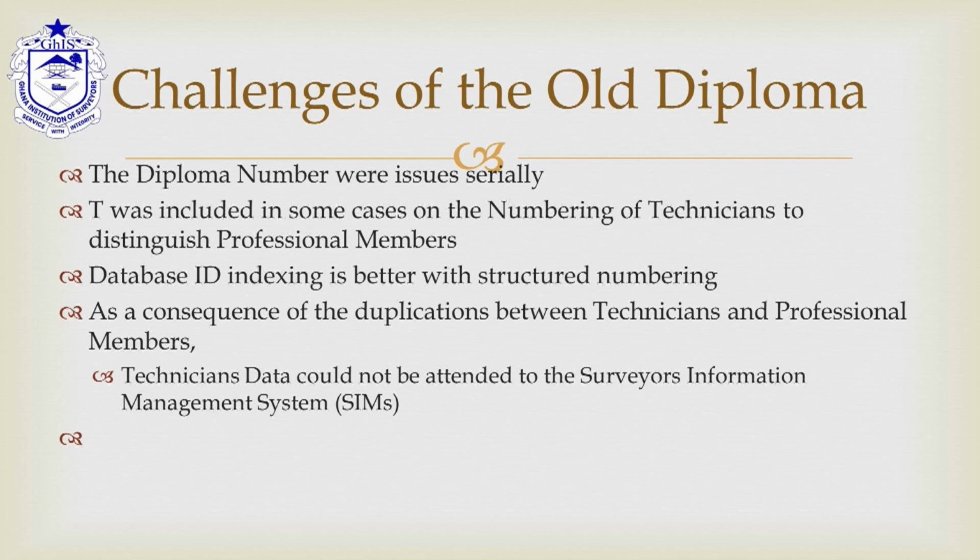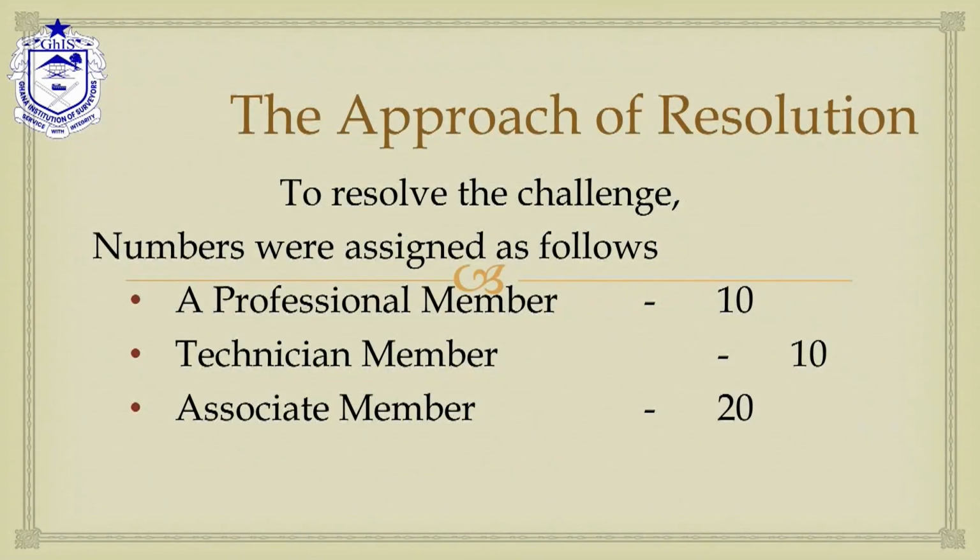But once we developed the surveyor's information management system, we became aware that you can't have two people on the same number in the application. So what we had to do was to find a very logical way of putting everybody in the system. So we assigned 10 if the person is a professional, 20 if the person is a technician, and 30 if the person is an associate member.